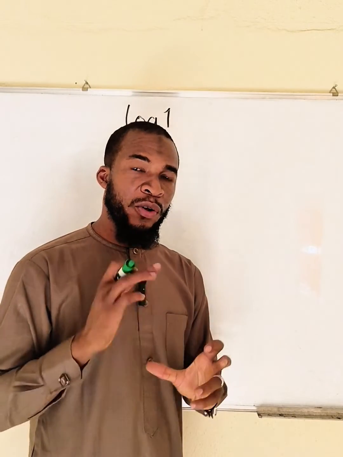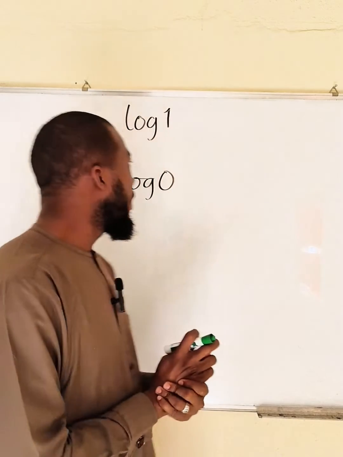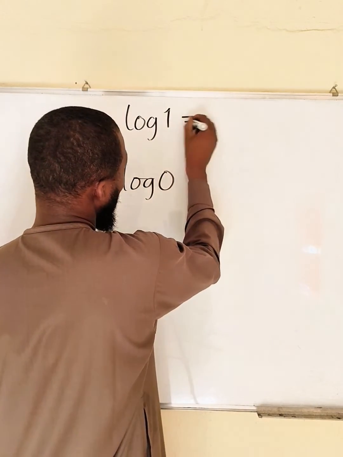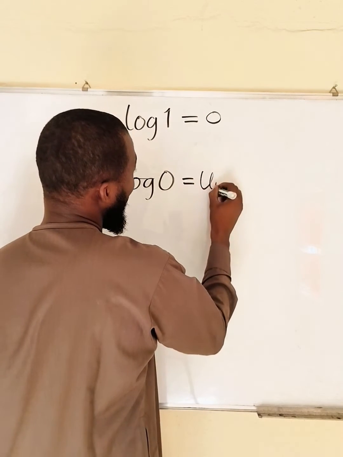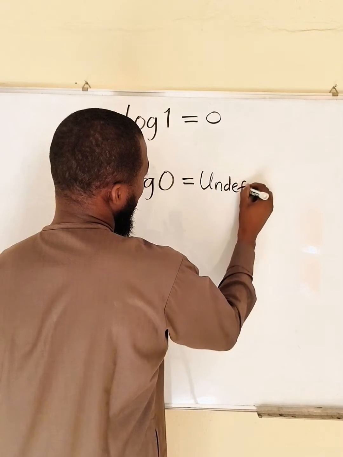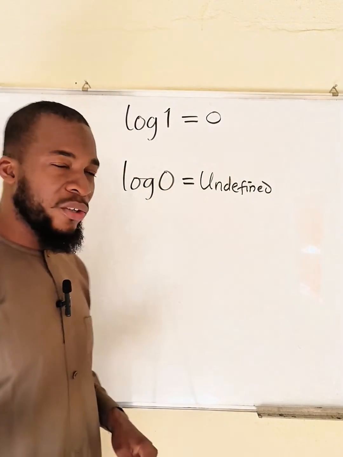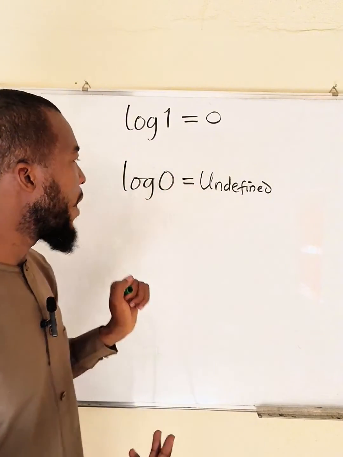Let us talk about log of 1 and log of 0 to any base. According to the definition of logarithm, we stated that log of 1 is 0 and log of 0 is undefined. I will explain this too. It is important to relate logarithm with indices if you want to understand this too.